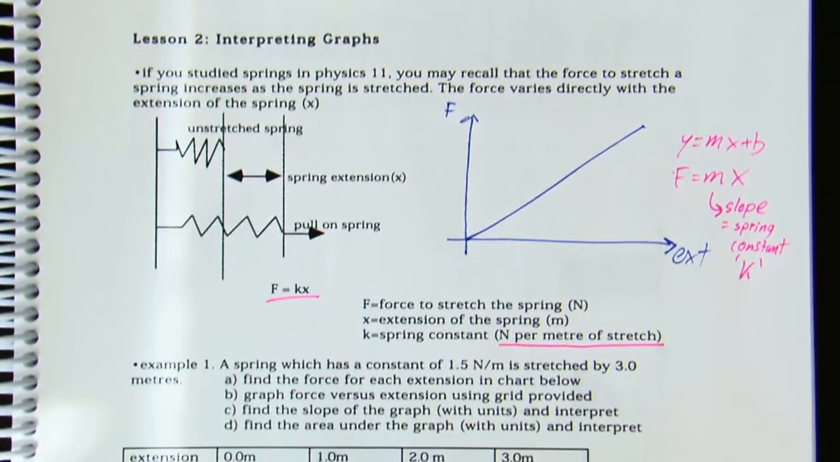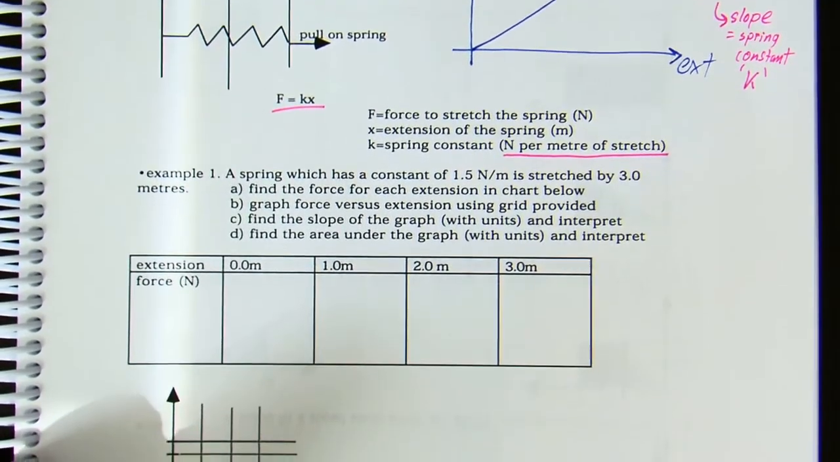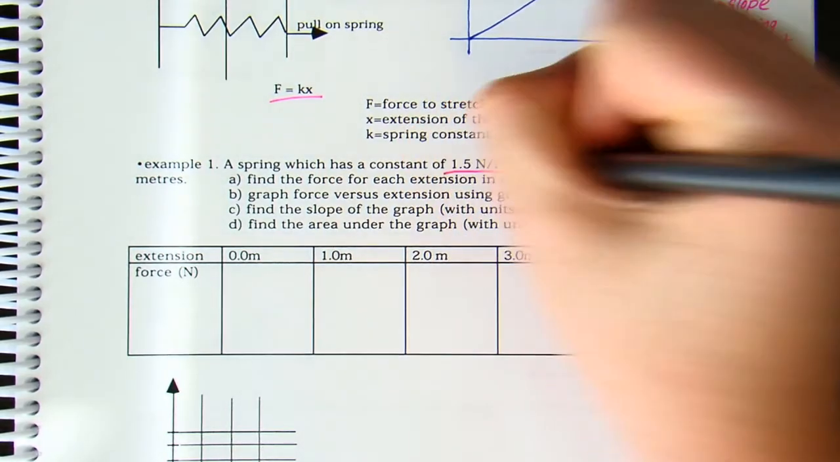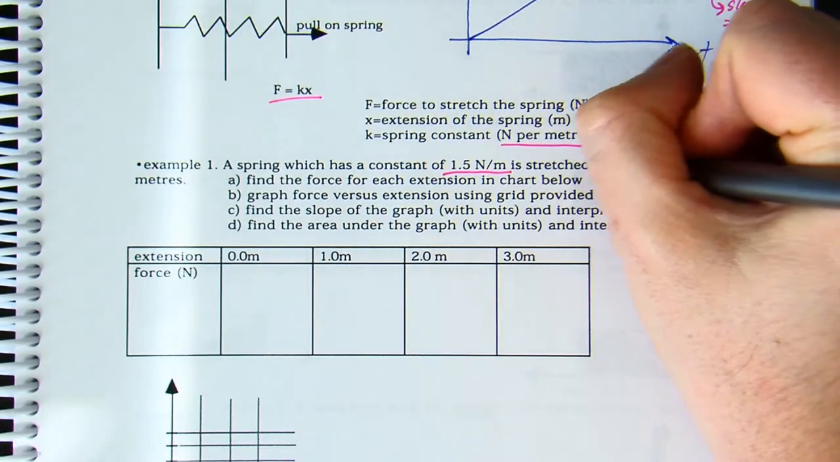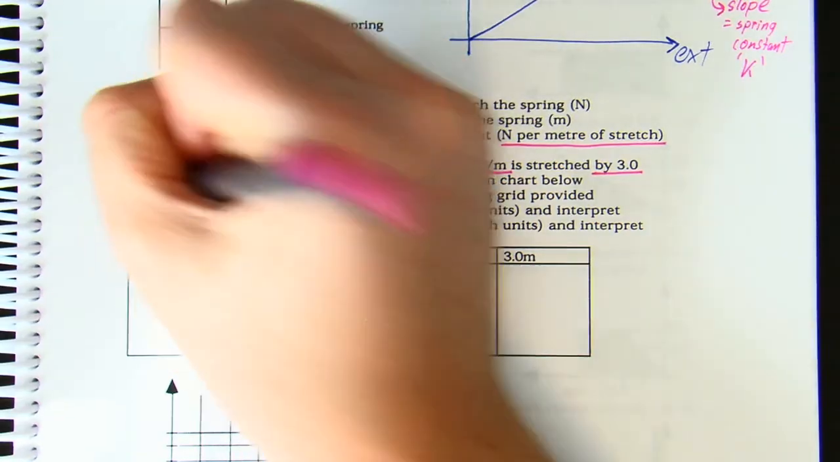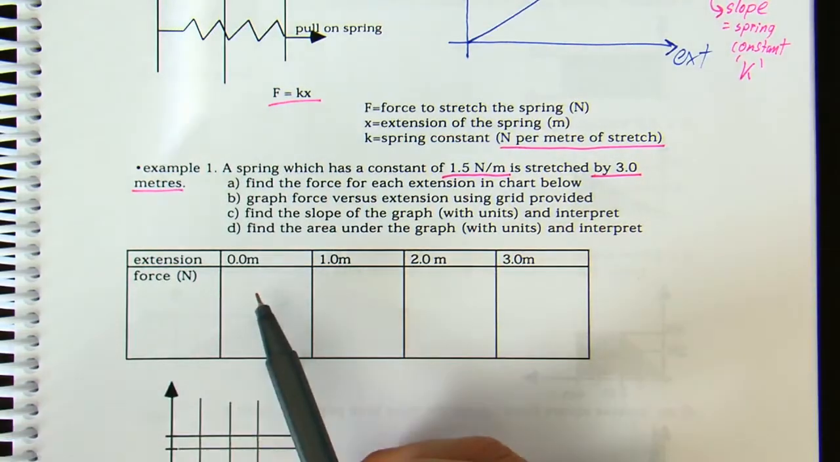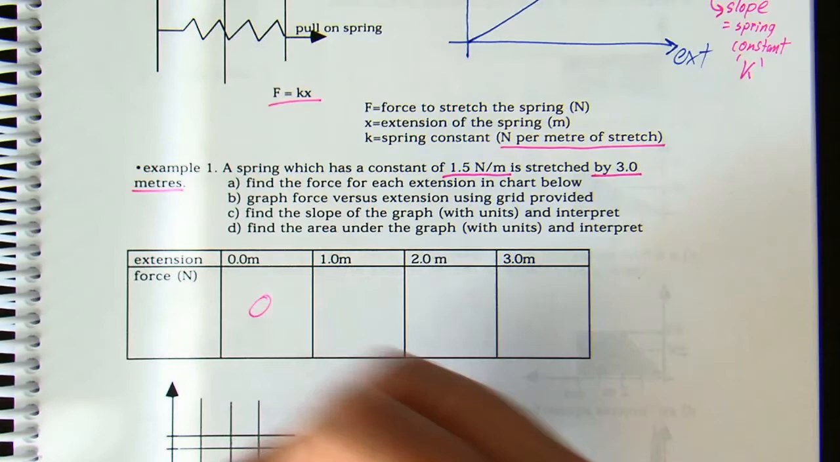So let's look at what this actually gives us when we graph this thing. A spring which has a spring constant of 1.5 newtons per meter is stretched by 3 meters. And so we're going to graph this thing. If there's no force on the spring, obviously it's not going to have an extension. So we can graph the point 0, 0.